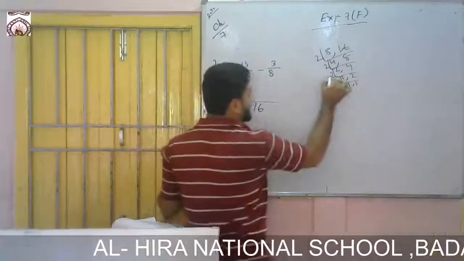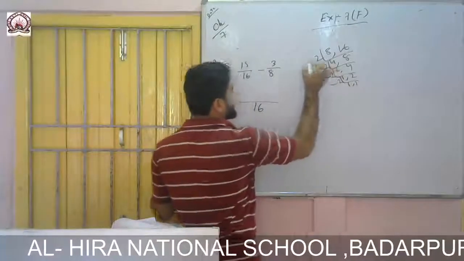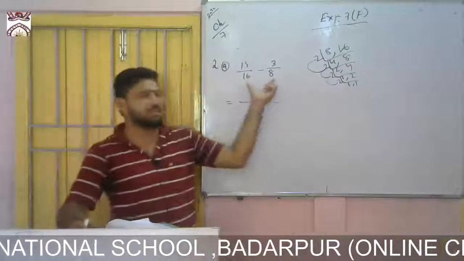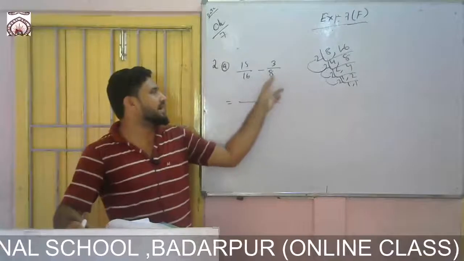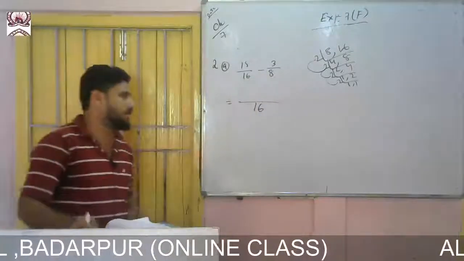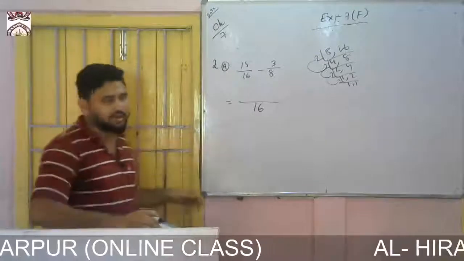You see 2 2s are 4, 4 2s are 8, 8 2s are 16. And if you see that both are divisible by one another, 8 can divide 16, so you write the bigger one. So here 16 is the LCM.